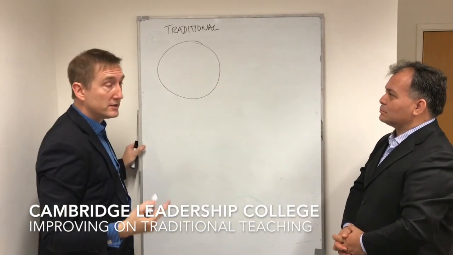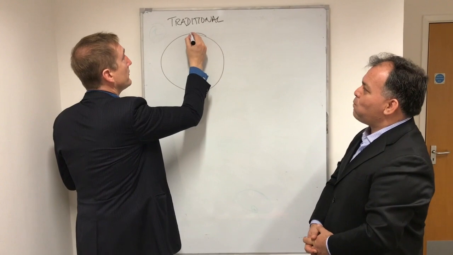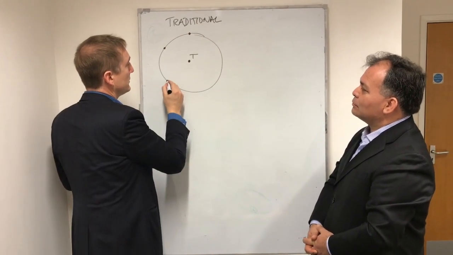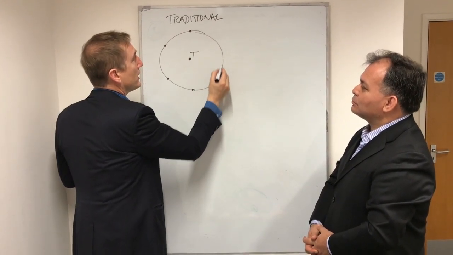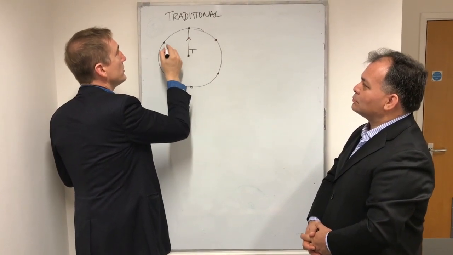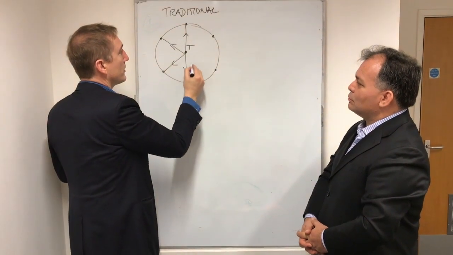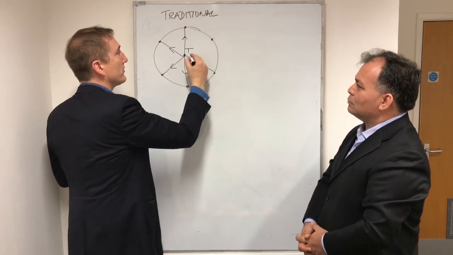can be represented like this. You have the teacher in the middle, you have students around the outside. And these are students in a class, and what happens is the learning goes this way. The student asks a question, and the teacher answers. It's great, but what's the problem with this type of model?